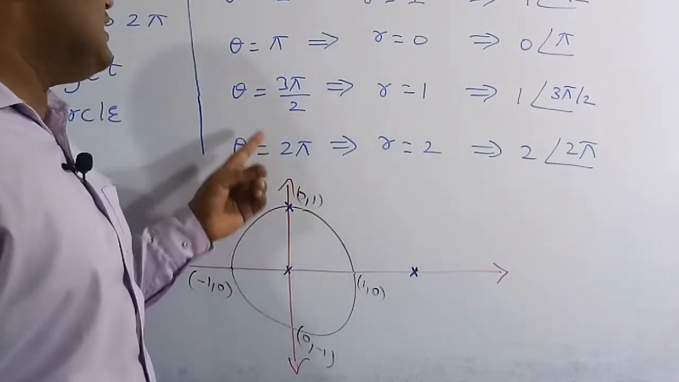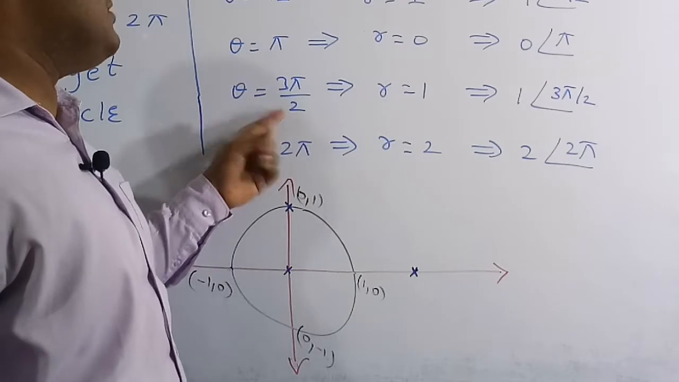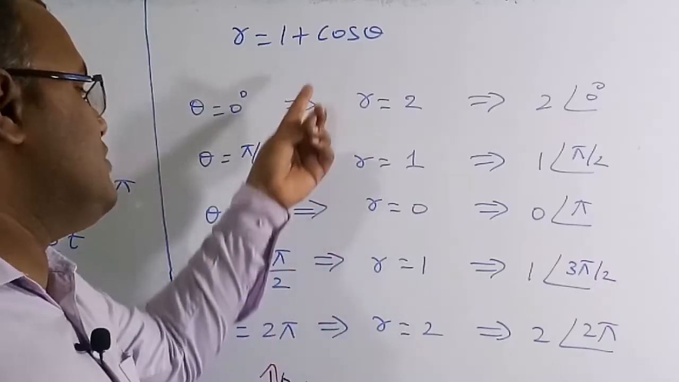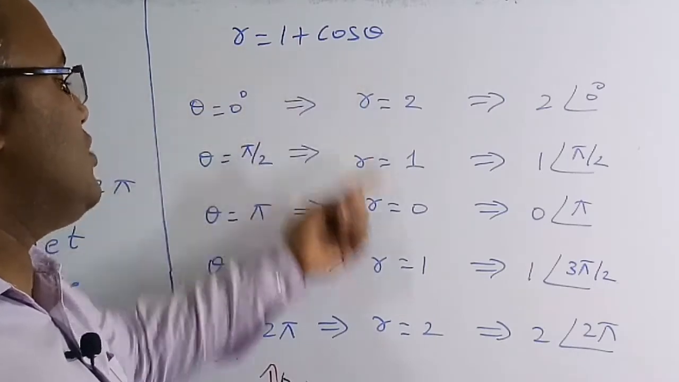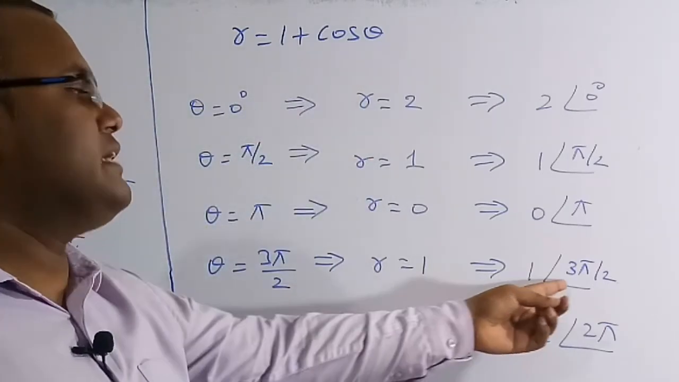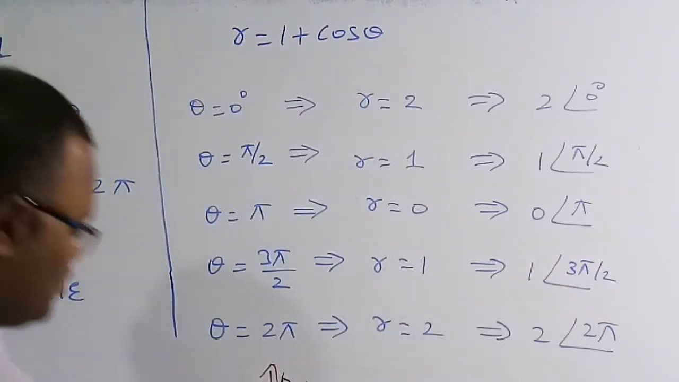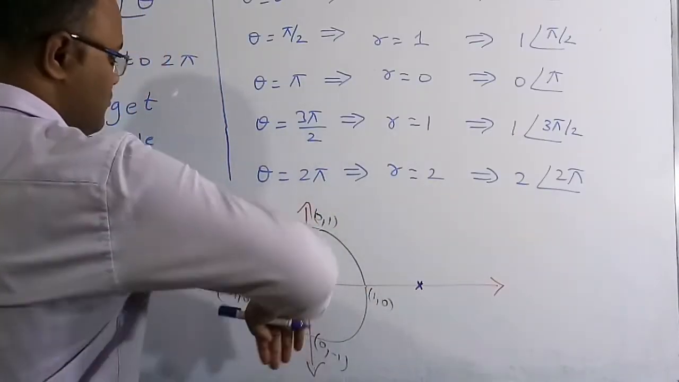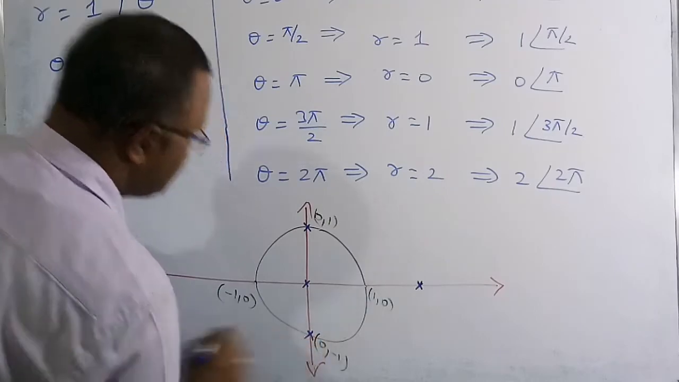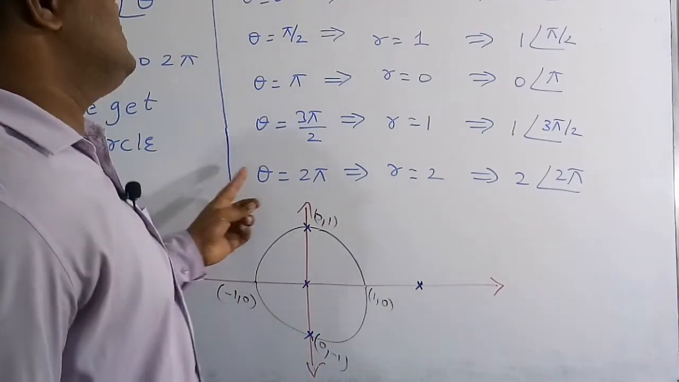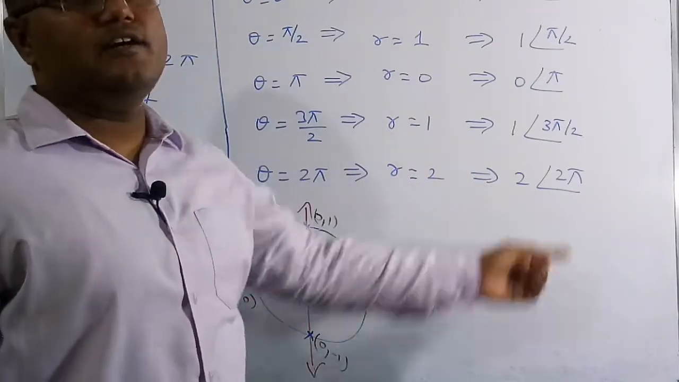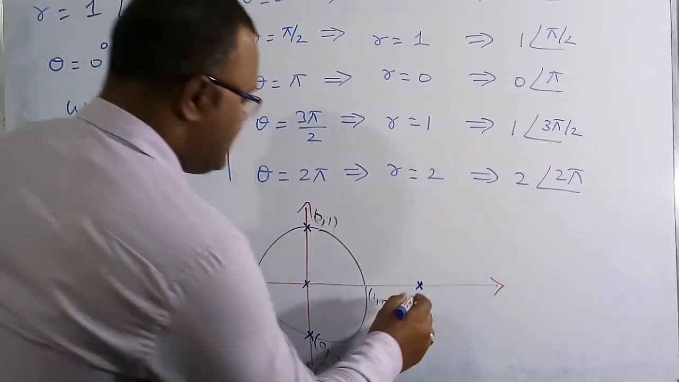And similarly, if you substitute theta is equal to 3 pi by 2, what you are going to get is r is equal to 1, meaning 1 at an angle of 3 pi by 2. So this is pi by 2 and pi by 2, which is 3 pi by 2. So you are going to get this point. Again, if you substitute theta is equal to 2 pi, you are going to get r is equal to 2. So 2 at an angle of 2 pi, again the same point.